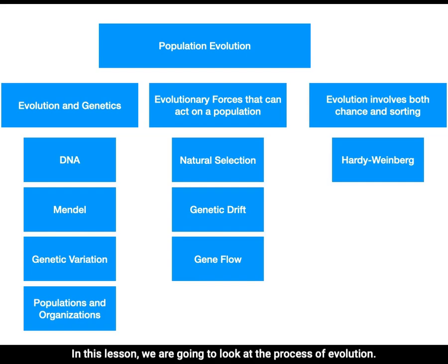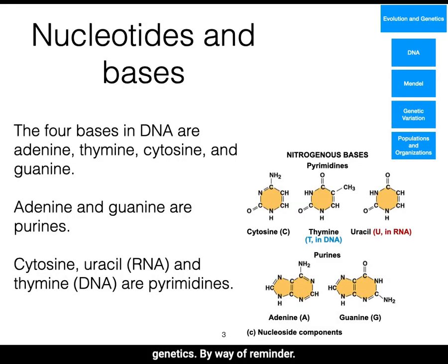In this lesson, we are going to look at the process of evolution, its prerequisite of genetic variation, 2 additional evolutionary forces, genetic drift and genetic flow, along with natural selection, that are the evolutionary forces that can act on a population. Finally, we're going to describe how evolution can be detected and measured using the Hardy-Weinberg equation. But first, let's dig into some background on evolution and genetics.